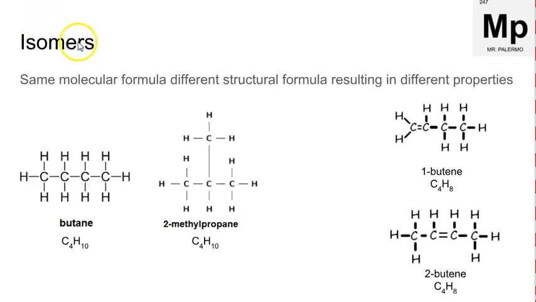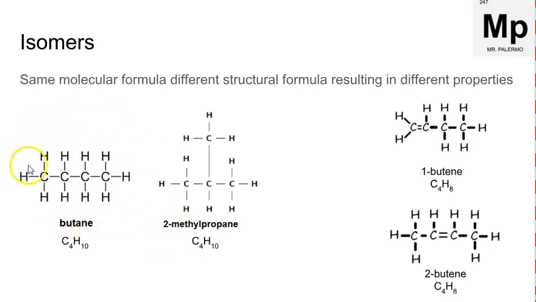Isomers, the word iso means same. Isomers have the same molecular formula, but a different structural formula, and that results in different properties. So, for example, these are both isomers of each other. They both have the same molecular formula of C4H10, so 4 carbons, 10 hydrogens. But we can see this is a straight chain alkane, and here is a branched alkane. And so we know if it's an isomer by first looking at the molecular formula. If that's the same, but the names are different, we know it's an isomer.